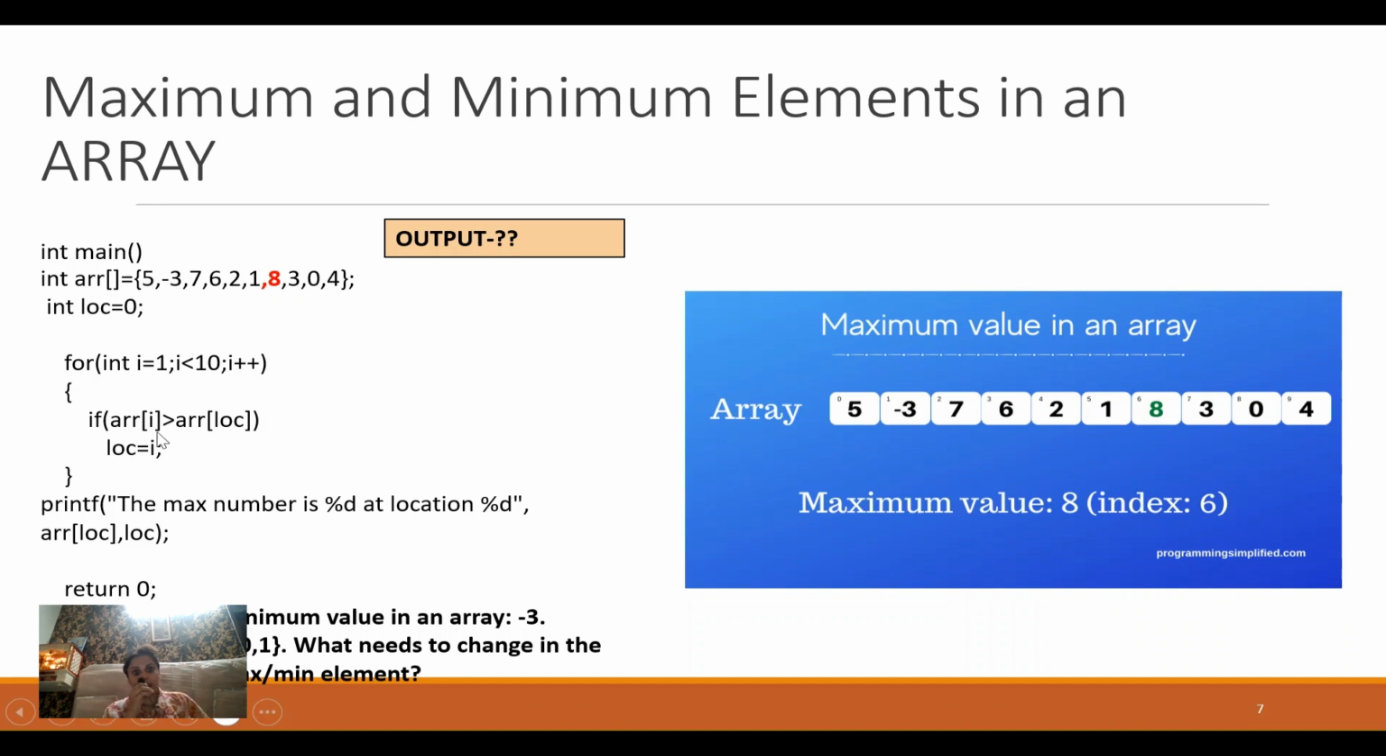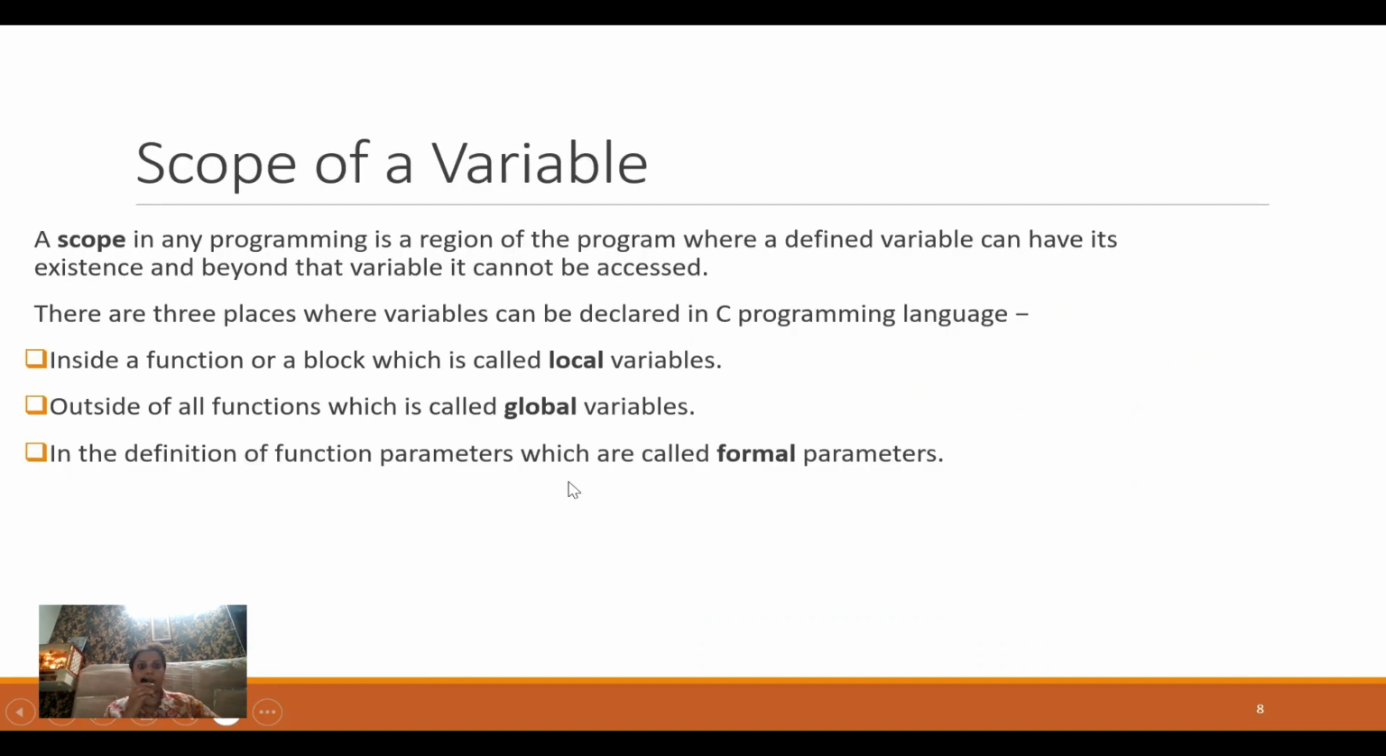Okay, now we will continue with scope of a variable. What is a scope of a variable? Now in a programming language there are two kinds of variable. What is a variable? A variable is basically a holder that holds the value. It is a data holder that holds the data. Now there can be local variables or there can be a global variable.